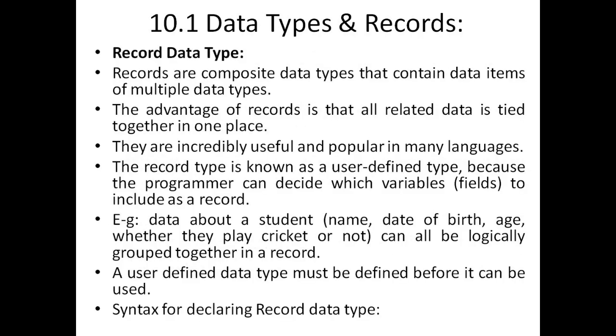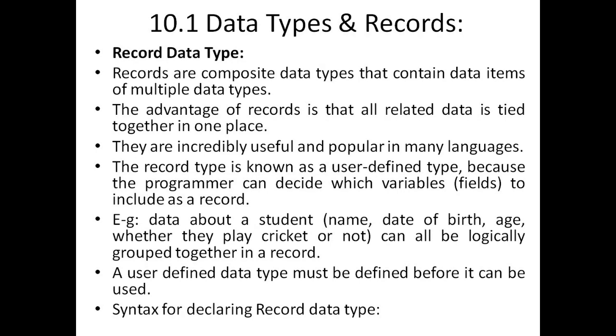Records are known as composite data types which contain data items of multiple data types. The advantage of a record is that all related data is tied together in one place. You can think of record as a table or as an array, but instead of having a single data type, different columns can contain values of different data types. So they are rather just like a record in the database, where inside a row or a record each column or attribute contains values from a different data type.